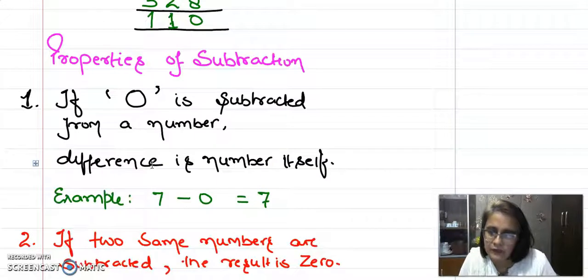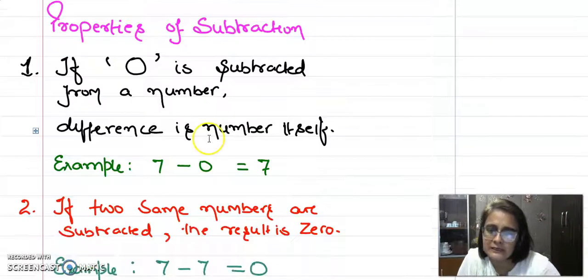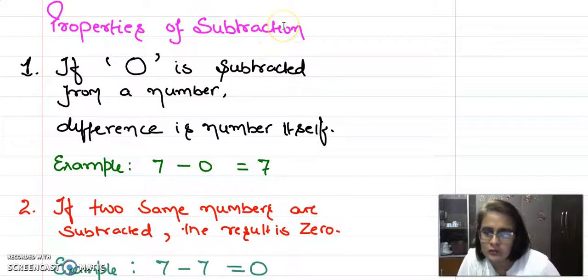Let's see further. Now, we have some properties of subtraction. There are some properties of subtraction also. Yes or no? So, the first property of subtraction is if 0 is subtracted from a number, the difference is the number itself.